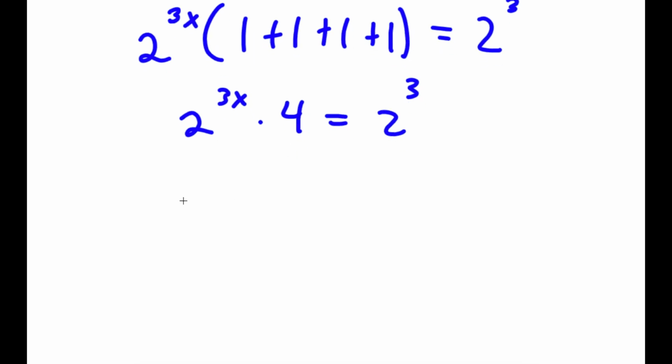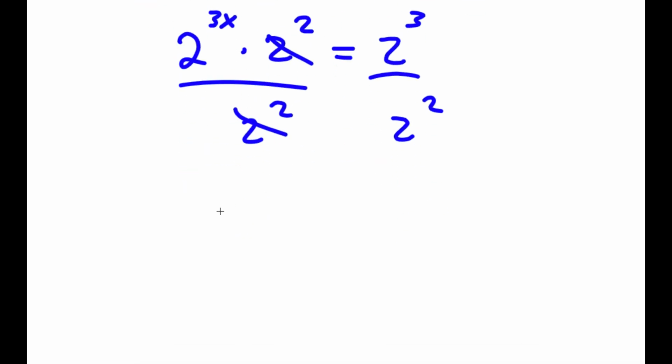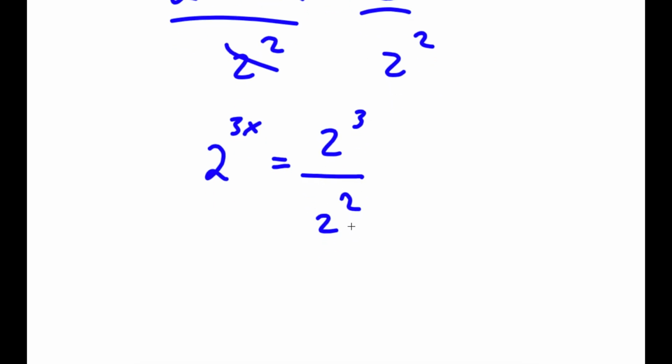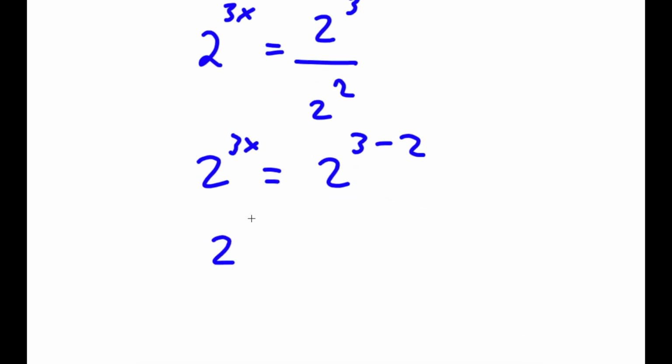Now, 4, this is the same thing as 2 squared. And I can divide both sides by 2 squared. So then these two cancel out. So now I have 2 to the power of 3x is equal to 2 to the power of 3 over 2 to the power of 2. And 2 to the power of 3 divided by 2 to the power of 2, that's equal to 2 to the power of 3 minus 2, which is equal to 2 to the power of 1.